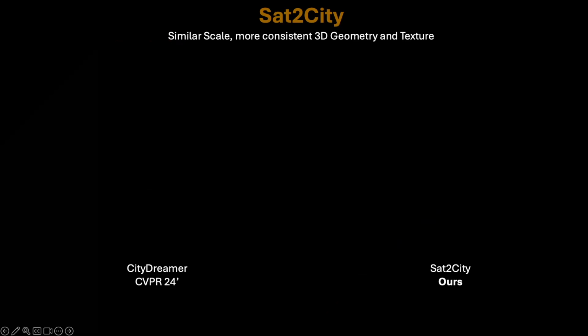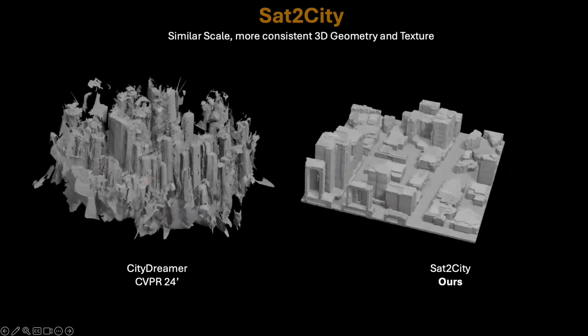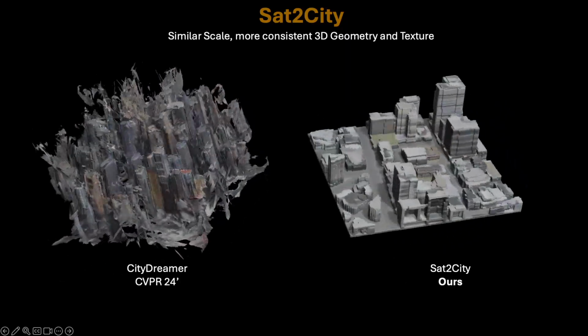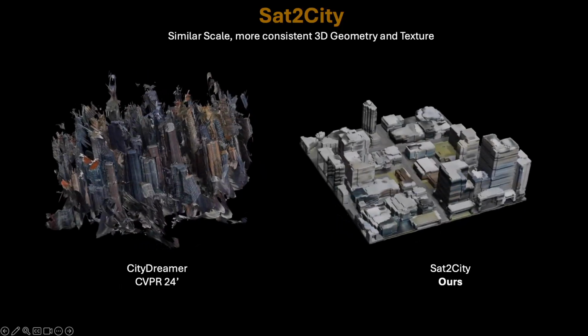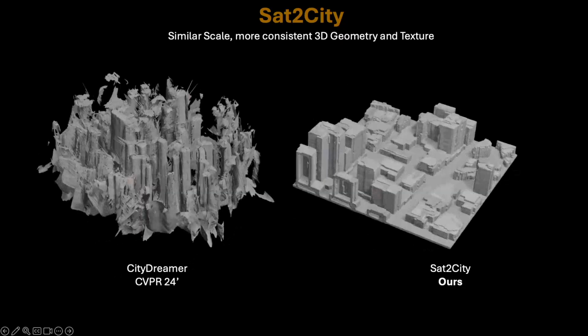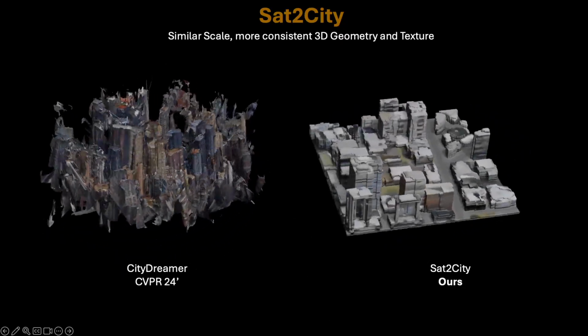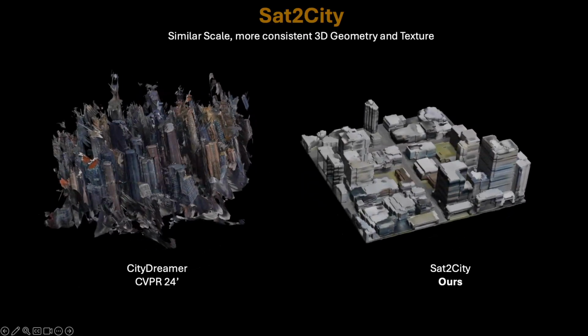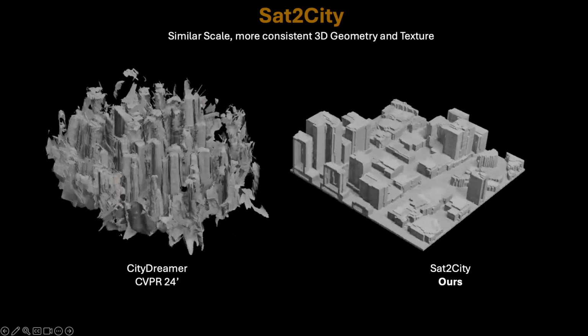On the left is CityDreamer. It needs both segmentation and height maps, and it only produces 2D renderings that must be reconstructed into meshes. This often leads to distorted geometry and messy textures. On the right is Sat2City. We rely only on a height map and directly generate explicit 3D geometry with consistent appearance. As you can see, the buildings are clearer, more regular, and the textures are stable at city scale.